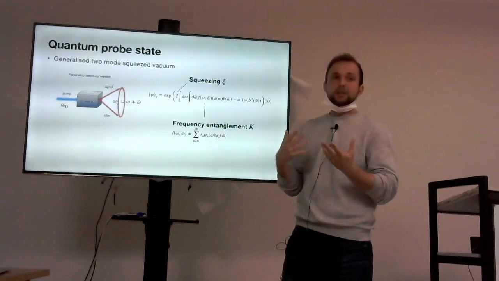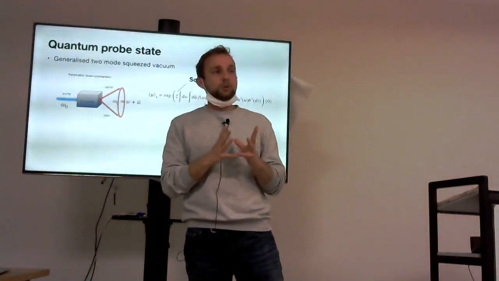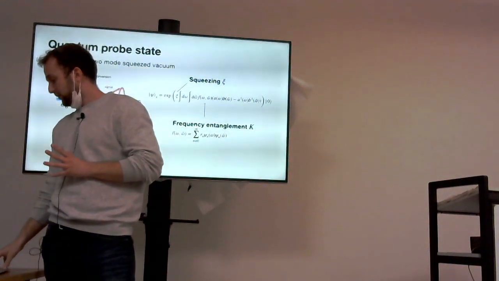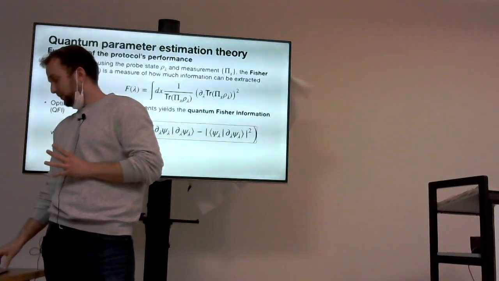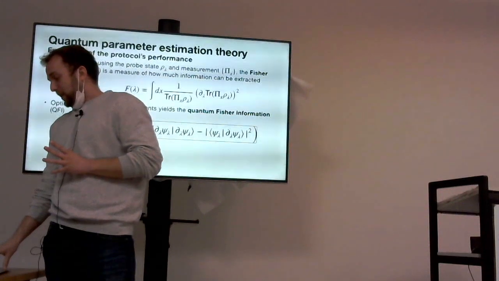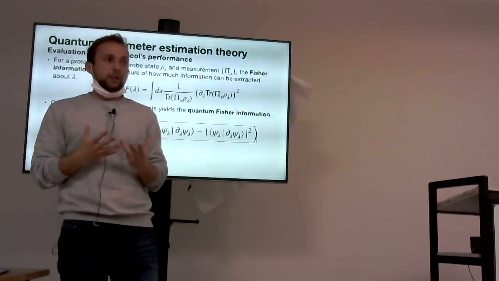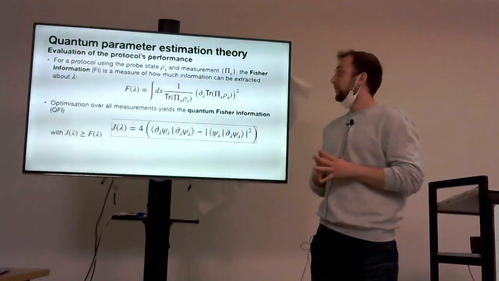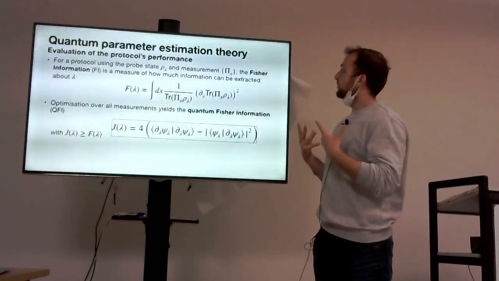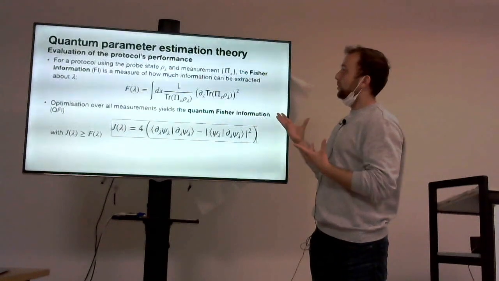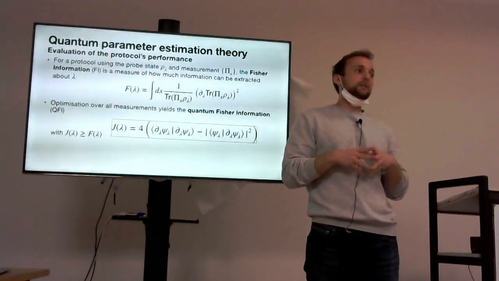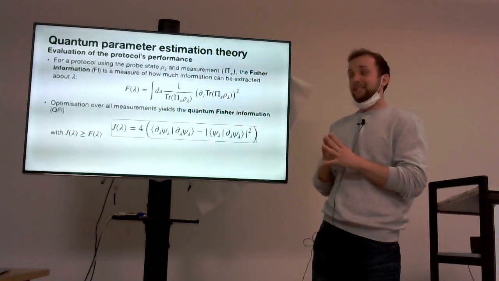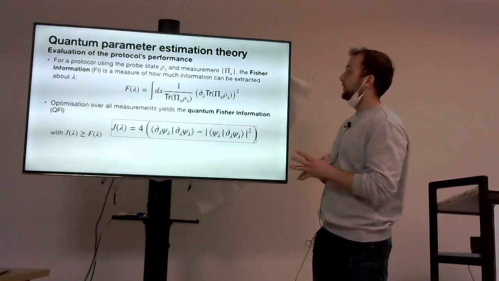And also how does it depend on the photon number, which is always an interesting variable. So how can we evaluate the performance of the protocols? There is a theory called quantum estimation theory, and there the main figure of merit is the Fisher information.